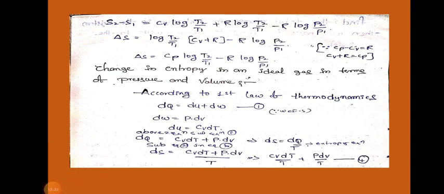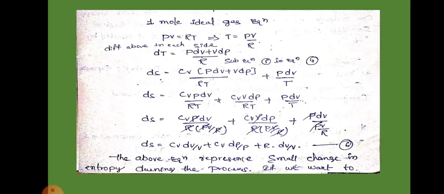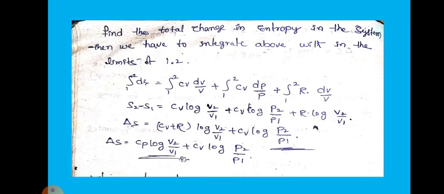So the above equation represents a small change in entropy during this process. If we want to find the total change in entropy in the system, then we have to integrate the above equation within the limits of 1, 2, that is integral 1 to 2 ds is equal to integral 1 to 2 Cv dv by v plus integral 1 to 2 Cv dp by p plus integral 1 to 2 R into dv by v.